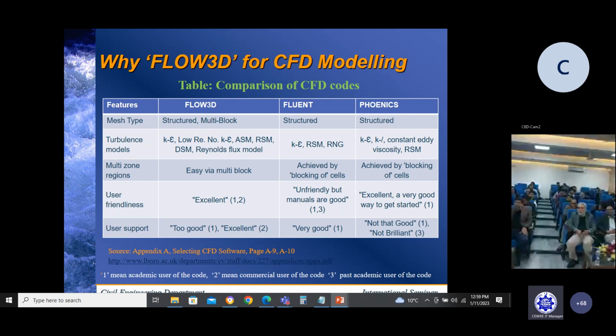If you see the mesh type, Flow 3D uses the structured mesh and multiple block mesh, while Fluent uses the structured mesh and Phoenics also uses structured mesh. If you see the user friendliness, the feedback from the academic users and the commercial users is that it is excellent and user friendly as compared to the other CFD codes available.